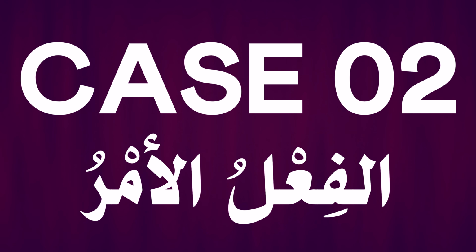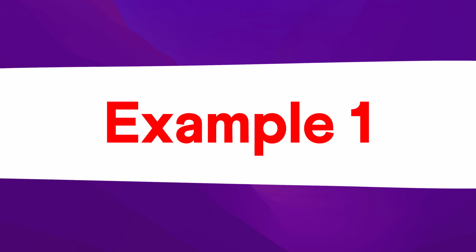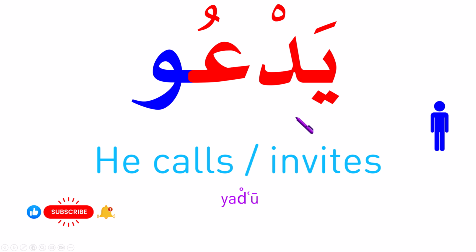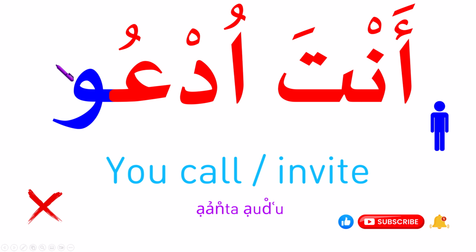Case number 2. The waw in a verb must be omitted in the imperative mood, فعل الأمر. If the verb ends with waw in the indicative mood, الفعل المضارع المرفوع. We have 2 examples here to explain this case. The first one, the verb يدعو in the present tense, when converted into the imperative conjugated with the second person pronoun أنت, becomes أنت أدع. As you can see here, the letter waw is deleted from the verb because it is in the imperative mood, فعل الأمر, and it will be wrong to write the sentence this way.